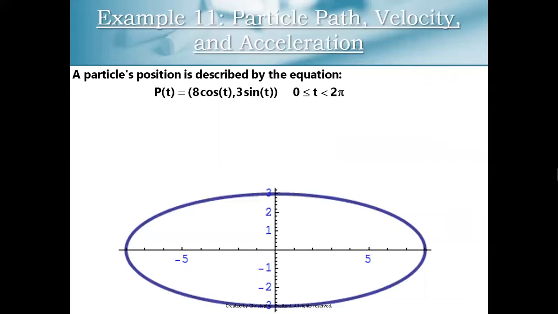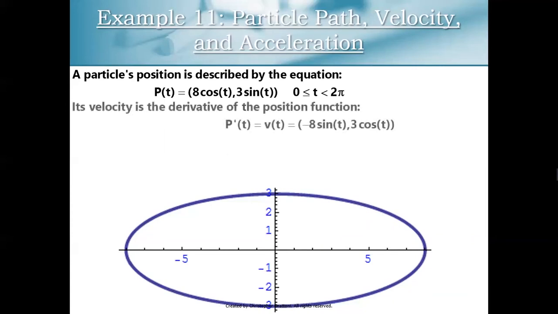And finally, let's continue with this physics idea. Let's say that we have a particle traveling along an ellipse. In this case, P of t is equal to 8 cosine t, 3 sine t. So maybe it's like a charged particle going through a magnetic field or something. There are all sorts of different contexts where you can imagine something traveling in an ellipse.